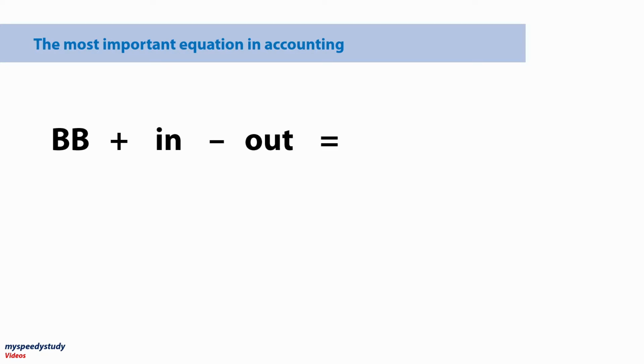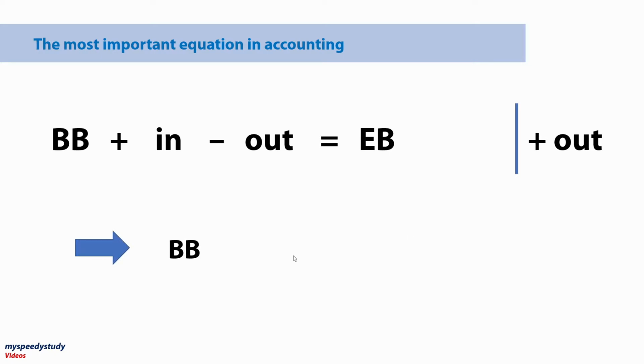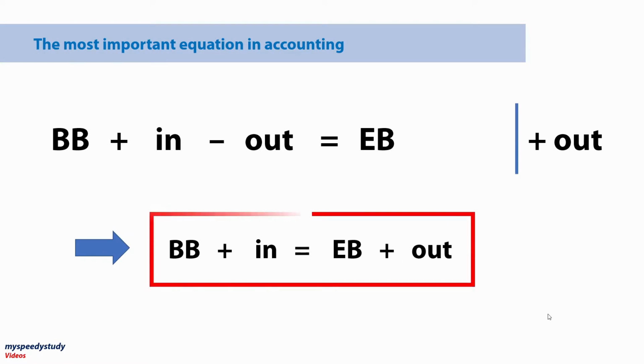What we see here is the most important equation in accounting. Beginning balance plus inflows minus outflows must be ending balance. Now that's an equation, obviously. Now let's modify it by bringing the variable for outflow to the other side of the equation. So we'll get beginning balance plus inflows must equal ending balance plus outflow.